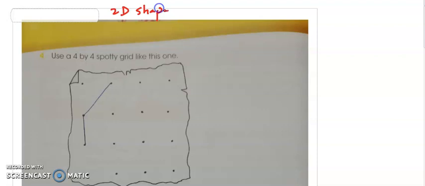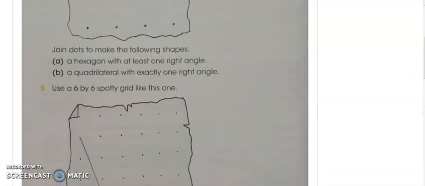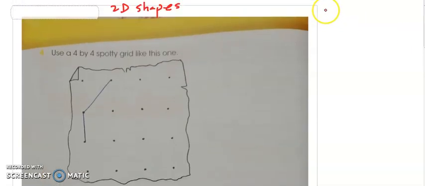In this lesson we will learn how to make the 2D shapes and find the angle within a 2D shape. Let's have a look at this question from page 67 of the learner book. Right now it is in front of you. Sorry, 68. This is page 68 from the learner book.